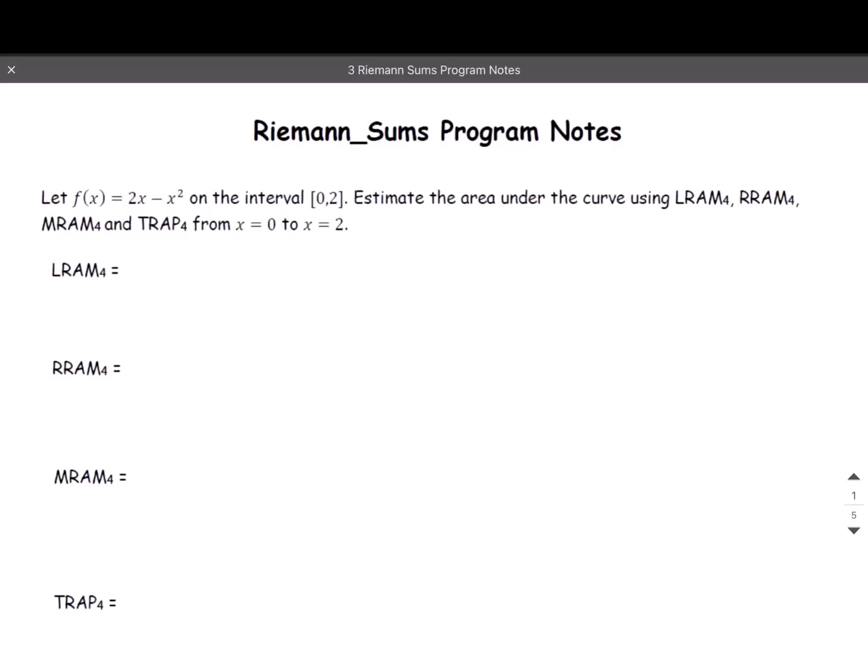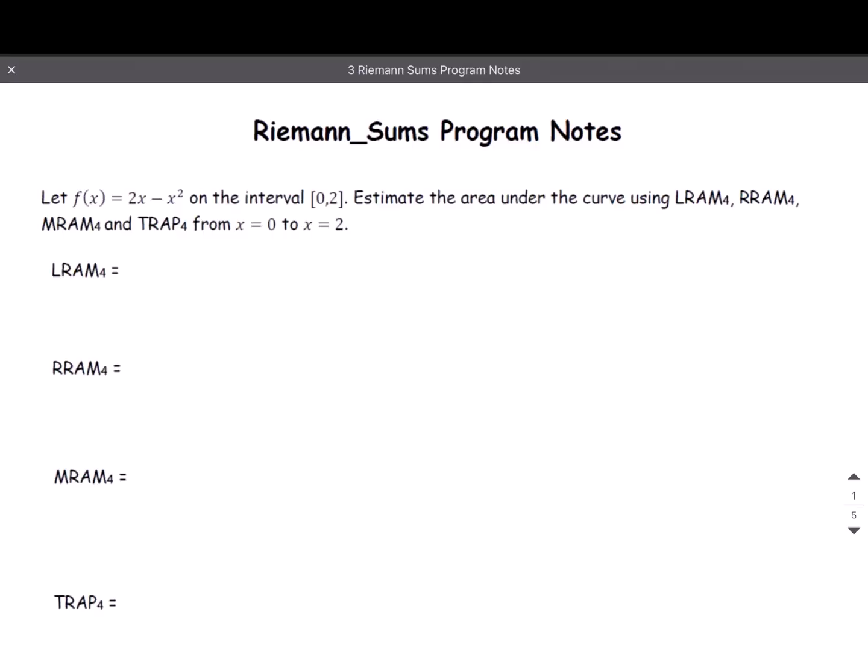Hi guys. Okay, so today we're going to learn how to use that document that I sent to your TI calculators, your TI-Nspire. We're going to learn how to use the Riemann sums program or document. It's not really a program. So before we do that, let's start with a simple function.